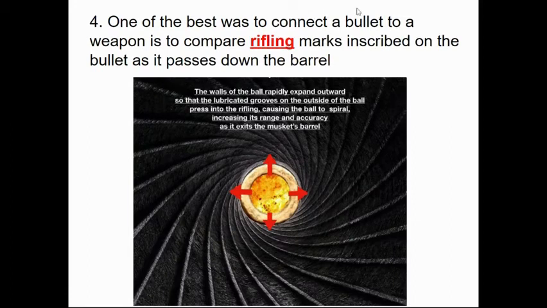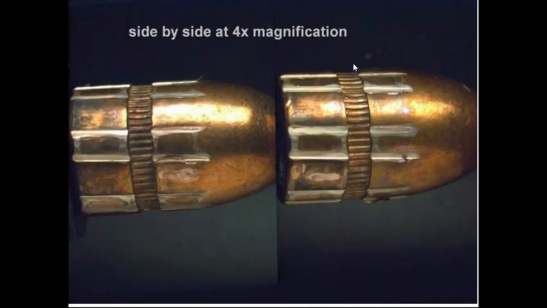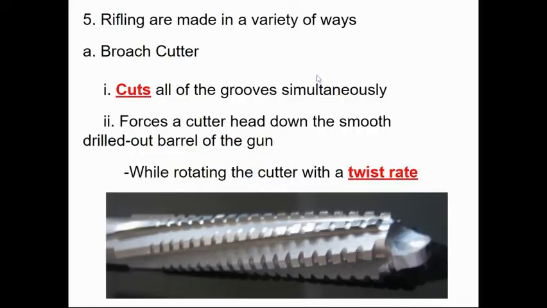One of the best ways to connect a bullet to the weapon is to compare rifling marks that were scraped or inscribed onto it as it went down the barrel. Remember, firearms is a type of impression evidence. A hard object is coming in contact with a softer object and scraping it and leaving a mark behind. In this case, the softer object is the bullet and the harder object is the barrel. Here's a side-by-side comparison of some land impressions and some groove impressions. And then if you look within those, you're going to see scrapings. Those would be the striae that you look at under a microscope.